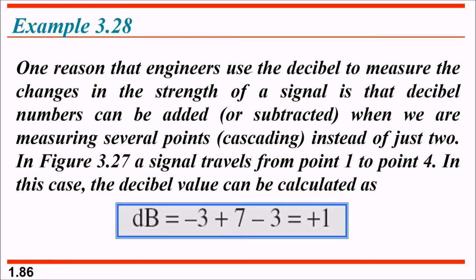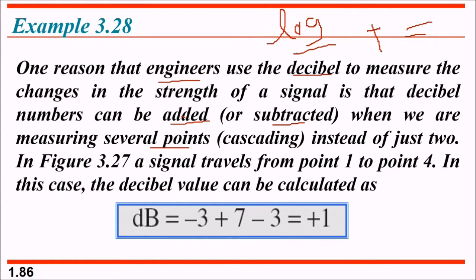Now, why do engineers use decibels? To measure the changes in the strength of a signal, decibel numbers can now be added or subtracted. Once you go to the logarithmic computation, you don't have multiplication; you can easily add and subtract. So you can add or subtract when we are measuring several points, that is, cascading instead of just two.